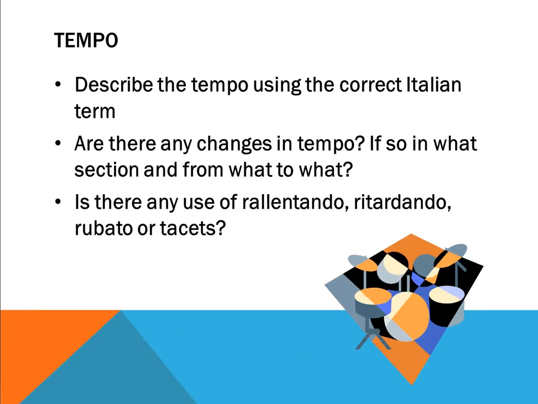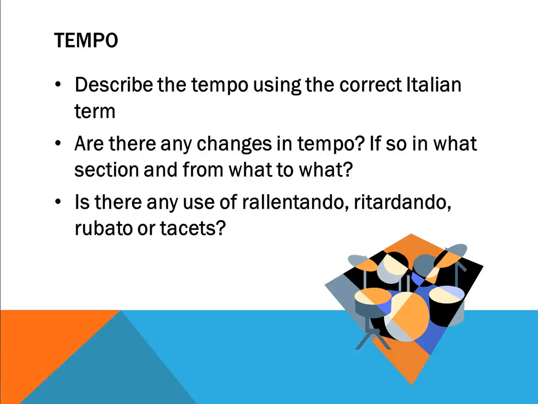Tempo. The main thing with tempo is describing it using the correct Italian terms. If you just say the music is fast or slow, you're not going to get as good a mark as if you said the music was allegro or grave. So describe the tempo using the correct Italian term. You have to also look, are there any changes in tempo? If so, in what section and from what to what? So does it start off slow and then get fast? Is it a sudden change? Is it a slow change?